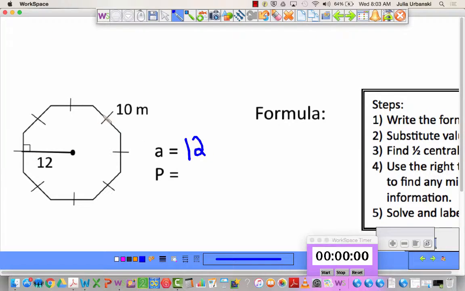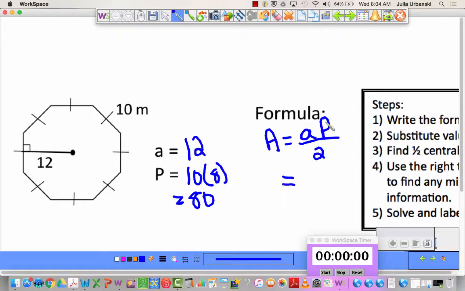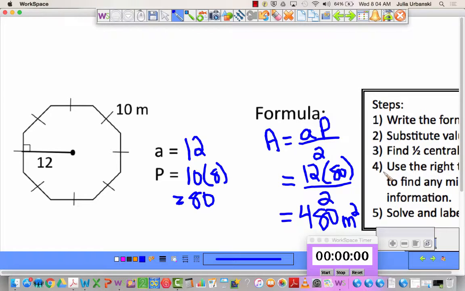The perimeter, one side is 10, but how many sides are there? 8. So the perimeter would be 80. And that's like multiplying all the bases of the triangle together right there. So the formula is area equals the little apothem times the perimeter divided by 2. So it's all 5 triangles combined into one. So the apothem, you just plug in now 12. The perimeter is 80. And divided by 2. 12 times 40, is that 480? No, it's 6 times 80. Okay. And that's meters squared. Any questions on that?